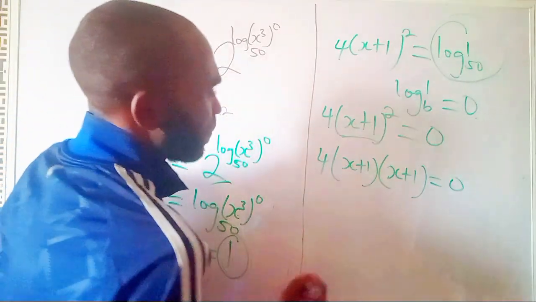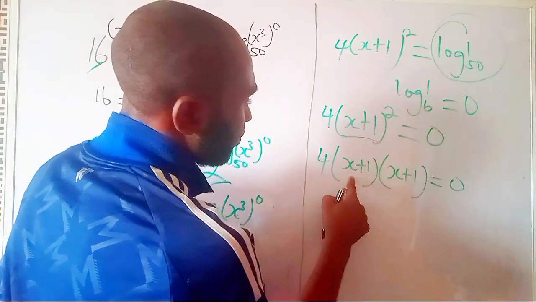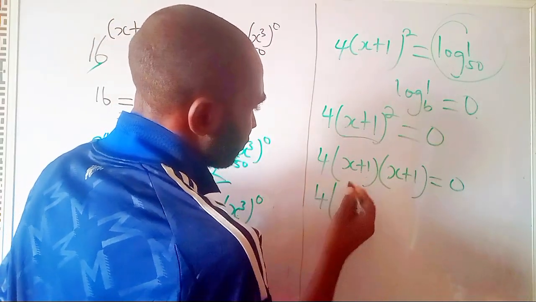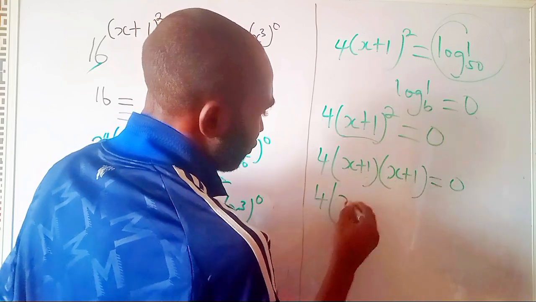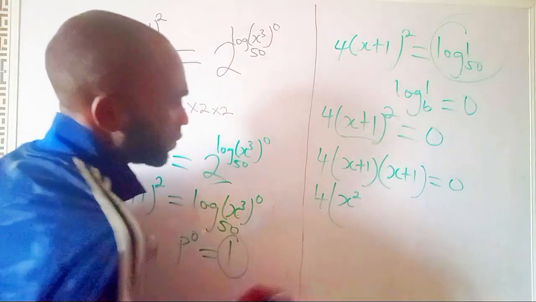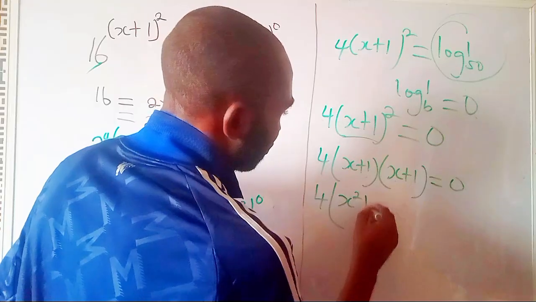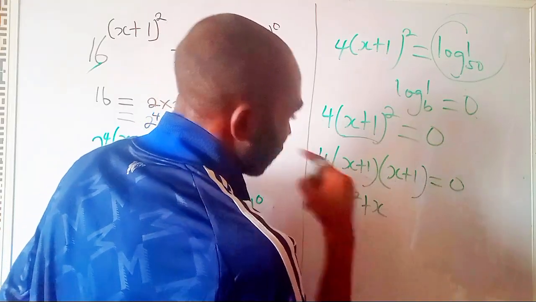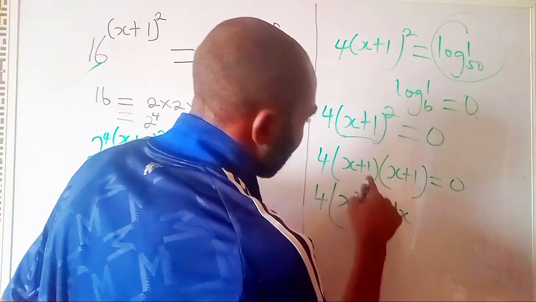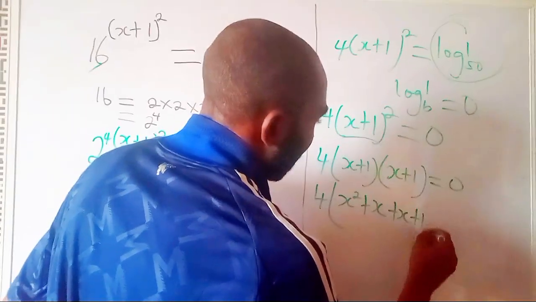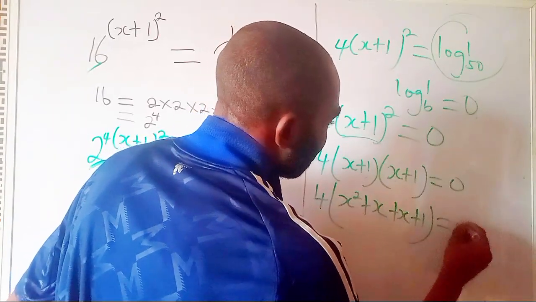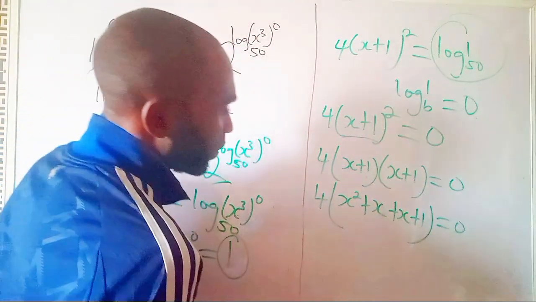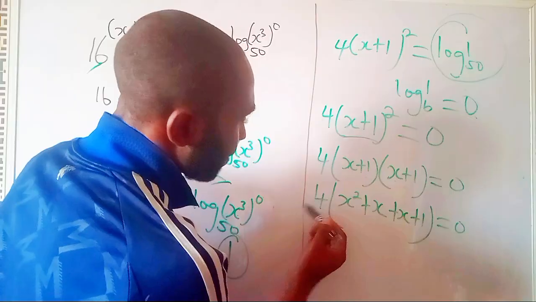So with this, we'll now use the first bracket to open the second bracket. x times x will give us x squared, right? And 1 times x will give us x. We are done with this. x times 1 will give us x. 1 times 1 will give you 1. So this will be equated to 0. Alright?